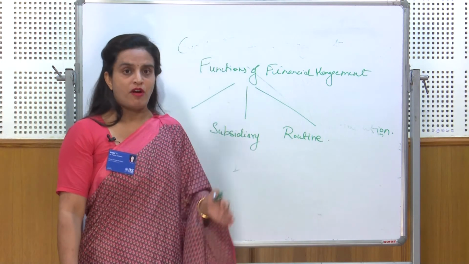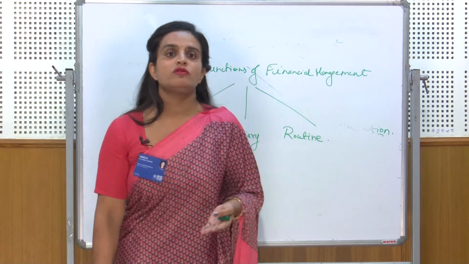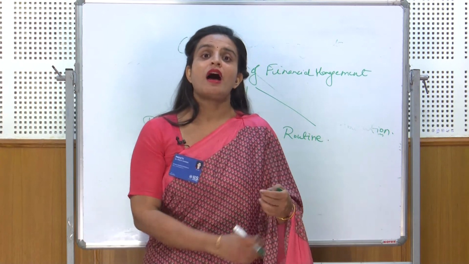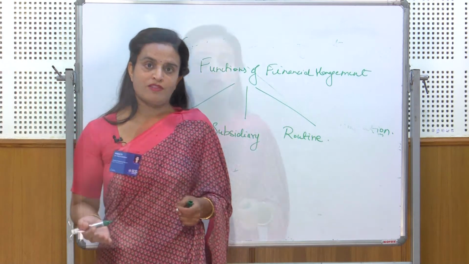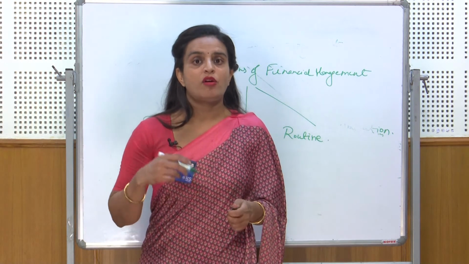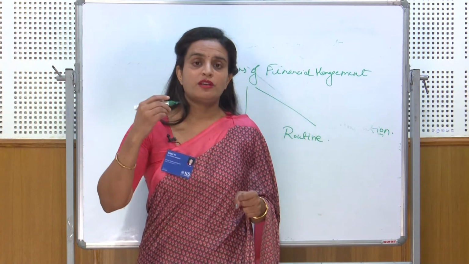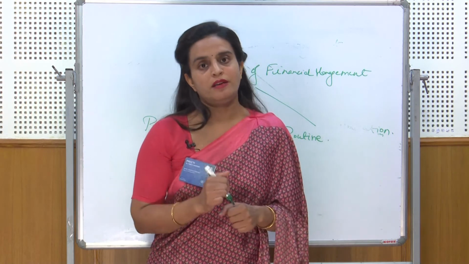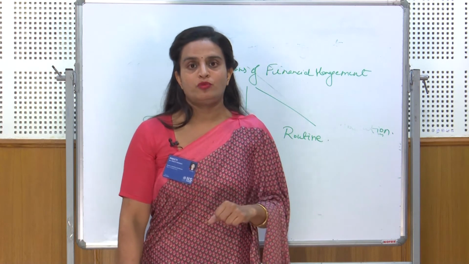Apart from these functions and the importance of financial management, there are certain limitations also. As we know, financial decisions are always taken on the basis of accounting results. Now, just imagine if accounting records are not correct, or maybe there is some error, then the decisions taken on the basis of these accounting records will also be incorrect. That is why it is one of the major limitations of financial management.